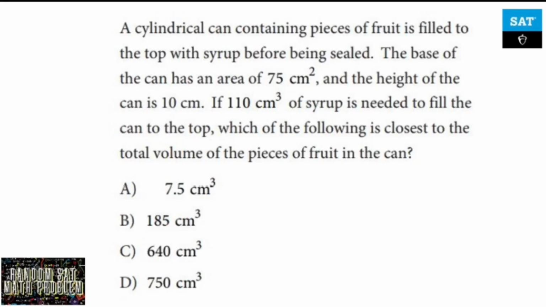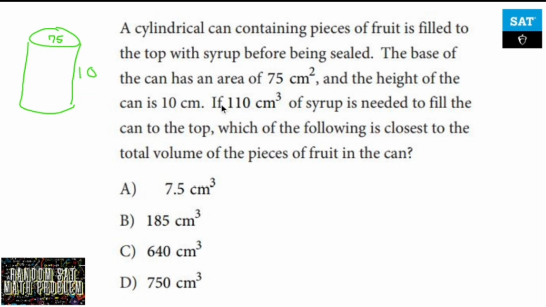A cylindrical can containing pieces of fruit is filled to the top with syrup before being sealed. The base of the can has an area of 75 centimeters squared. So let's draw ourselves a can. Somehow they designed a perfect can where the base of the can has an area of 75. The height of the can is 10.